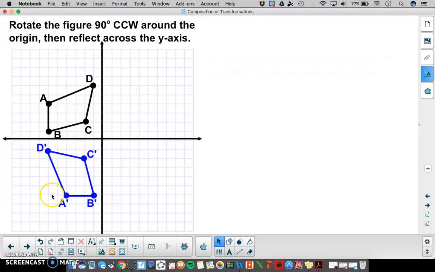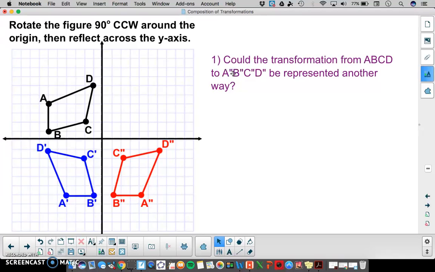Now I'm going to take this image and make it my pre-image for the reflection. So now I'm going to reflect this blue figure across the y-axis to get A double prime, B double prime, C double prime, D double prime. So now this red figure is my final image, and I want you to consider, could the transformation from ABCD to A double prime, B double prime, C double prime, D double prime be represented another way? So could we get from this black figure to this red figure by another transformation?